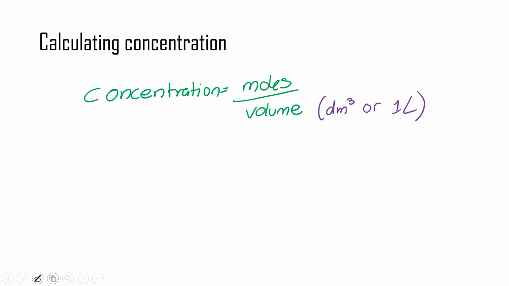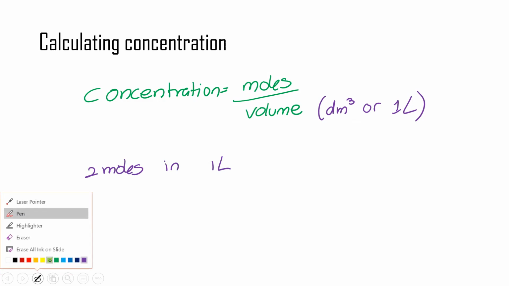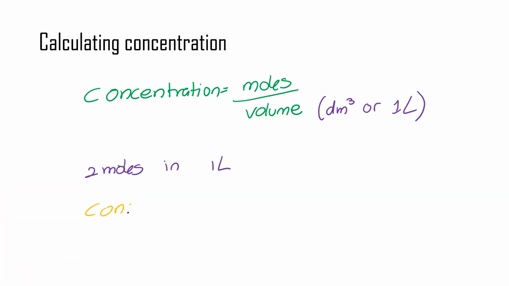What will this result in? Let's say we have 2 moles in 1 liter. So the concentration would therefore be equal to 2 over 1, which is equal to 2 moles per decimeter cubed.